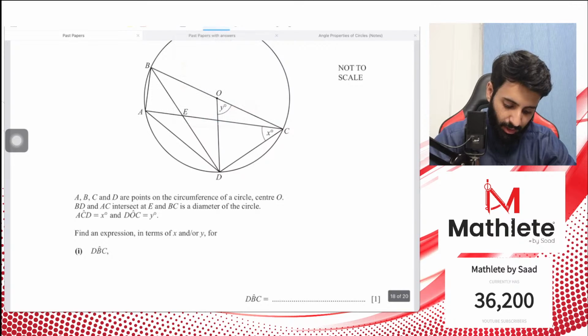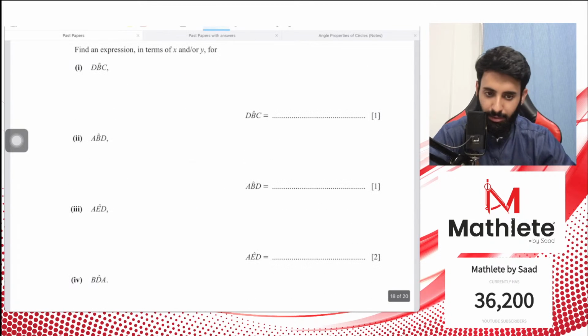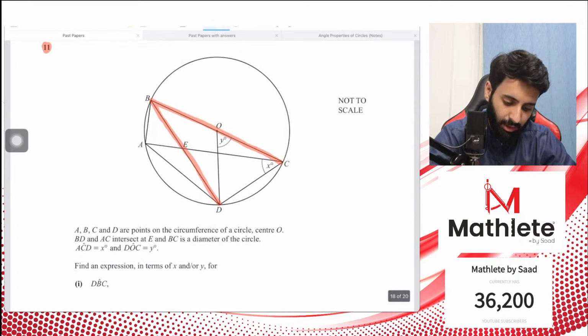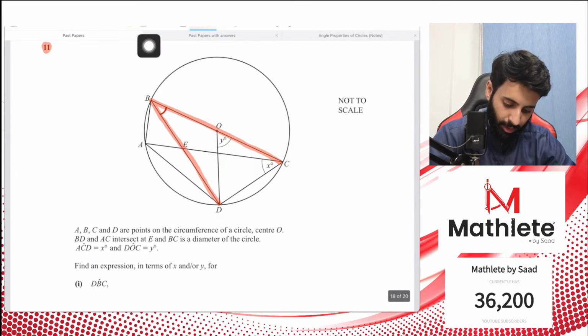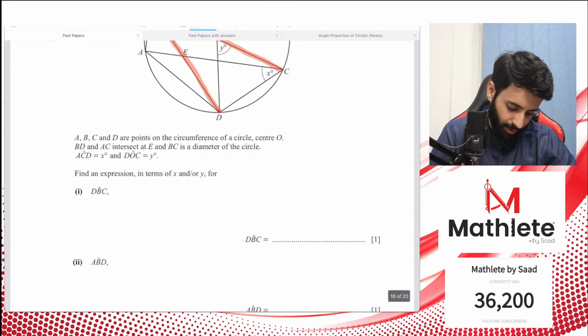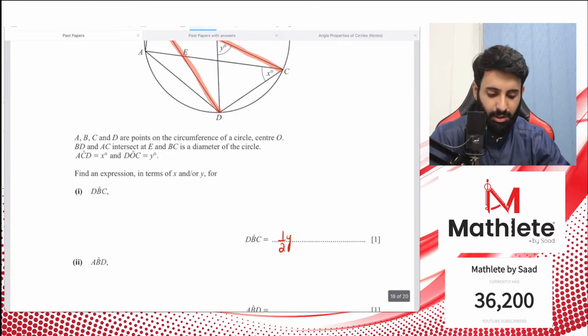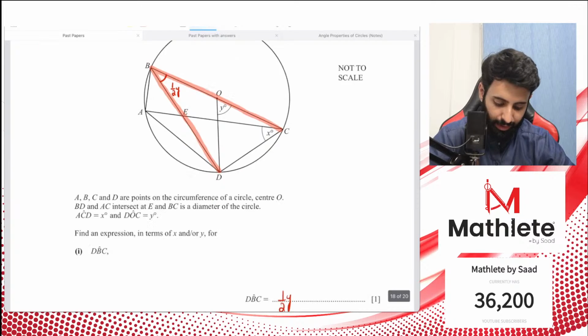DBC is this angle. Now remember here, we're not going to be working out the value of any angle. They're all going to be in terms of x or y. Now DBC, if you want to find out the value of this angle, the angle at the center is y, and we are supposed to find the angle that's at the circumference. So the property is angle at the center is twice the angle at the circumference. That means DBC is going to be equal to half y. There you go. That's your answer for the first part at least.